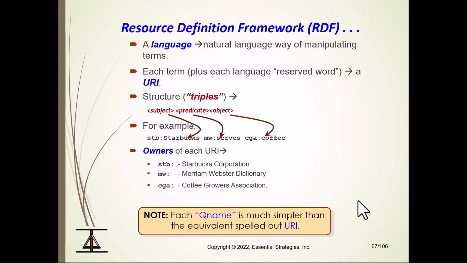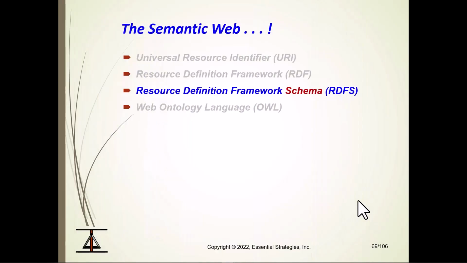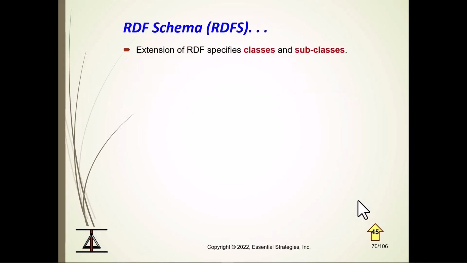Note that each Q name is way simpler than if you spelled out the whole thing as a URI. Now, each of the examples we had there were individual items, and certainly you can use RDF for all the individual items in the world, but it's more helpful to define categories. And you do this with RDF Schema, or RDFS. This is an extension for defining classes and subclasses.